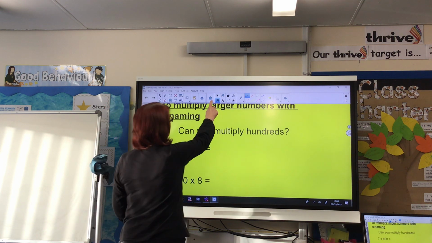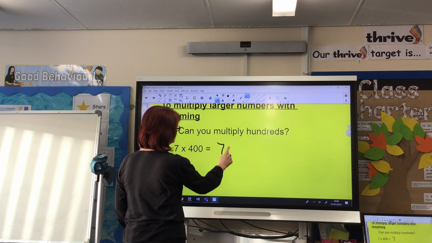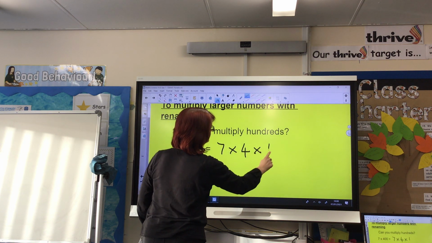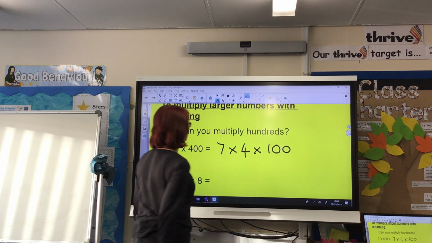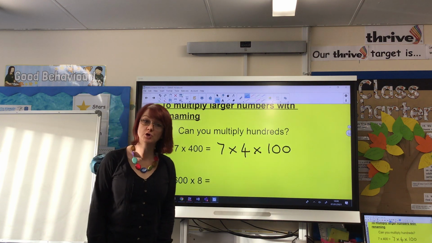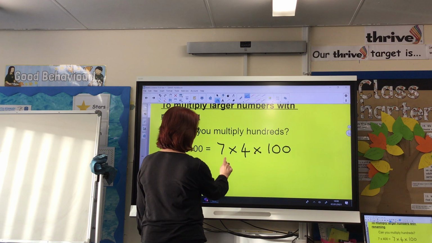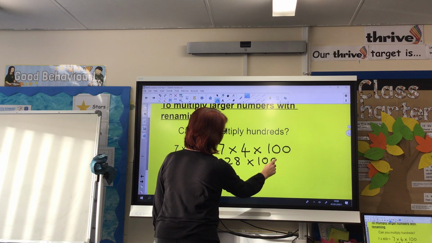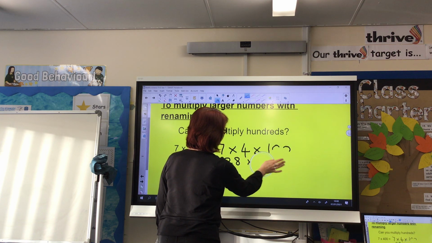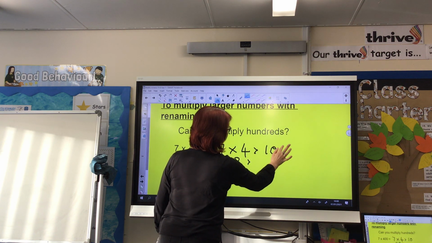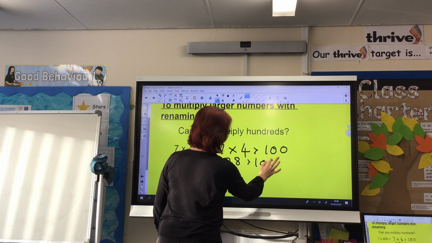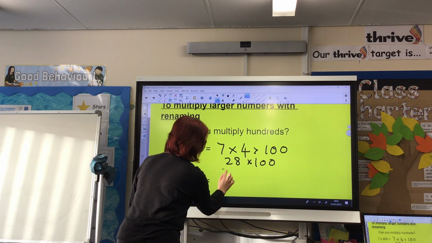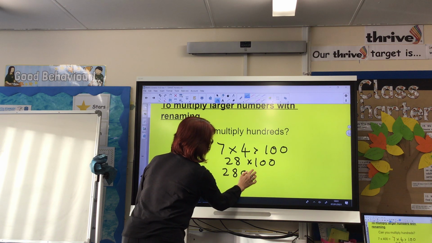We need to think, can we split that up into something? We can think about 7 4s, and then we can multiply it by 100 like so. If we know our 7 4s, 7 4s are 28, and then we can multiply that by 100. 28 hundreds equals 2,800.